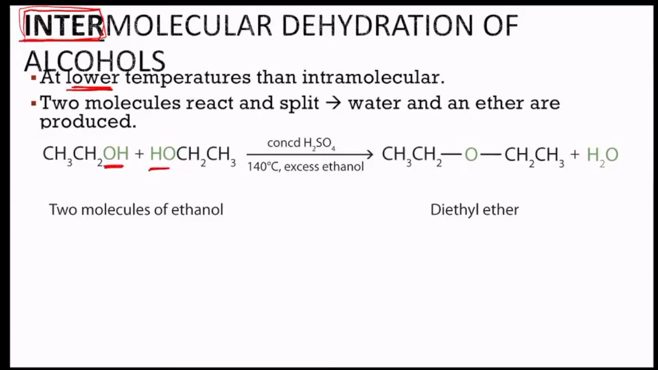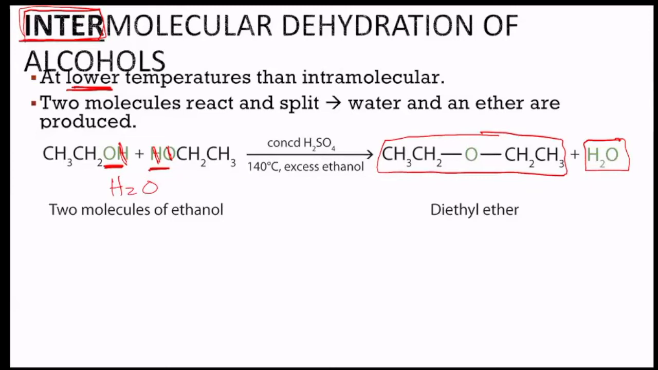You're going to remove both OHs, but in order to make water, you only need H2O. So we don't need both the O's. So this and this are going to go to making the water. And then what's left behind is going to make an ether. And the name of that is diethyl ether. Ether, as you can see up on the wall there, is ROR.